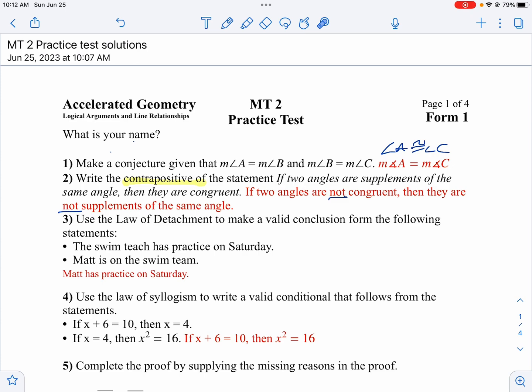Use the law of detachment for number 3. The swim team practiced on Saturday. Matt's on the swim team. And since he's on the swim team, they practice on Saturday. I would say Matt has practice on Saturday.